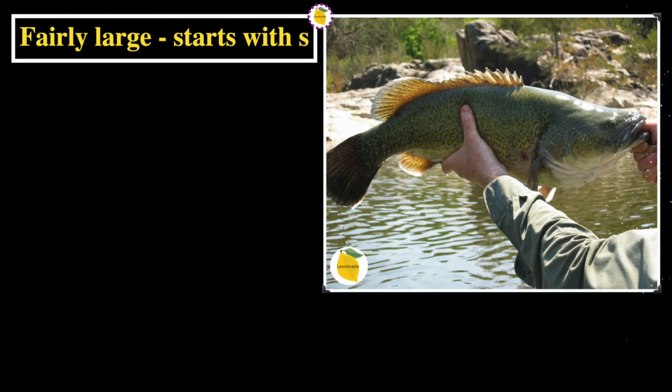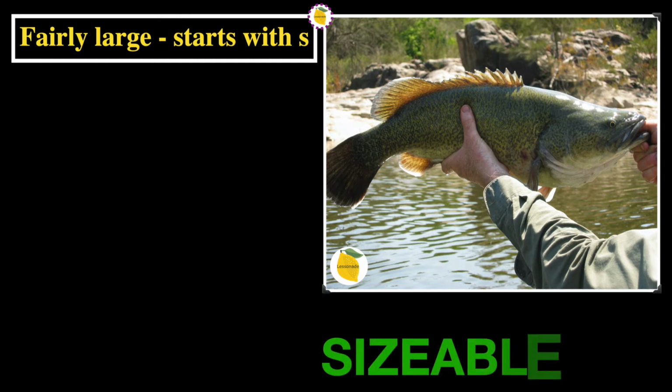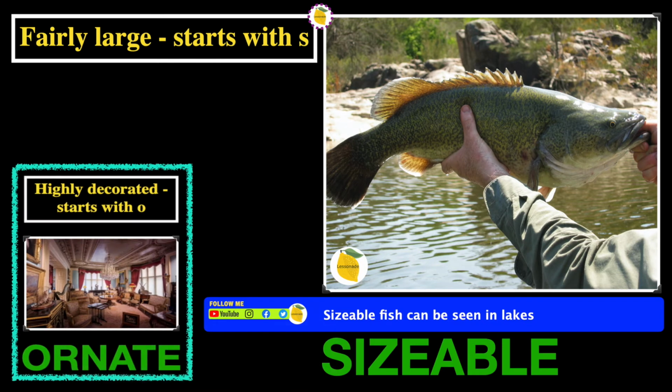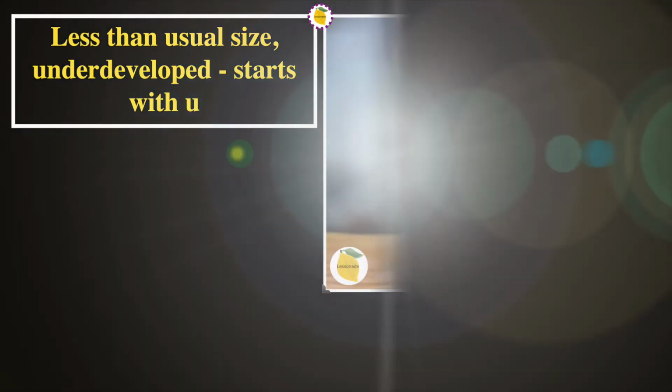The next definition is fairly large, starts with S. In this picture, you can see a fairly large fish that's been caught. So the word is going to be sizable. The sentence is: sizable fish can be seen in lakes. And as a result, you can obviously see a sizable fish in the picture. Before we go on to the next one, let's recall the previous slide, which is ornate. Let's go on to the next one.